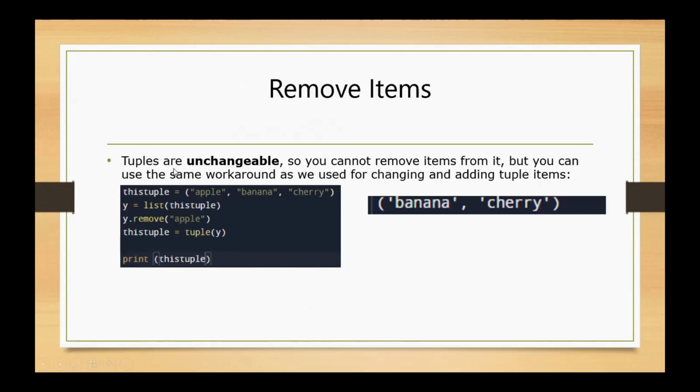Remove items. Tuples are unchangeable, so you cannot remove items from it, but you can use the same workaround as we use for changing and adding tuple items. Like this tuple, if you put apple, banana, and cherry, and if you want to remove the first item, apple, then only banana and cherry will arrive.